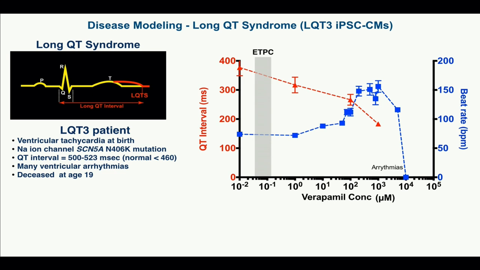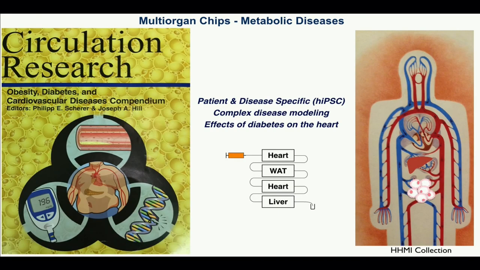This is about normal range, about 300 milliseconds, without elevating the beat rate. But when the concentration gets too high, the patient starts to generate arrhythmias and too high a beat rate, 300 beats per second, right? So all this can be done in the dish. This is an example of capturing the patient's phenotype in the dish, and then essentially the MPS chip, and then using it to screen drugs.